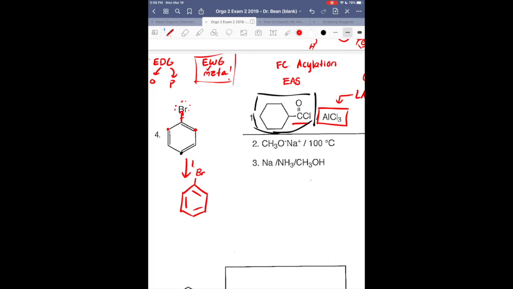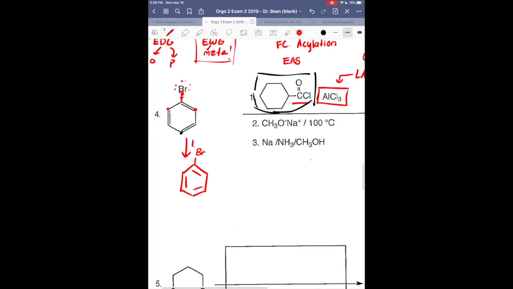So what do you guys think? Do you think it's going to go ortho? There's 2 ortho spots. Or do you think it's going to go para? So it's definitely going to go para. And the reason for that, first of all, you want to consider probability. So you see a 2-to-1 ratio in terms of how many orthos versus how many paras. So you would think it's going to go ortho, right?